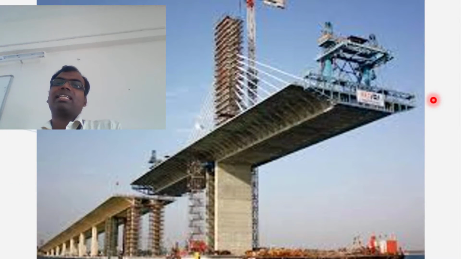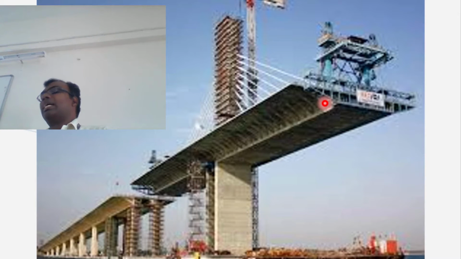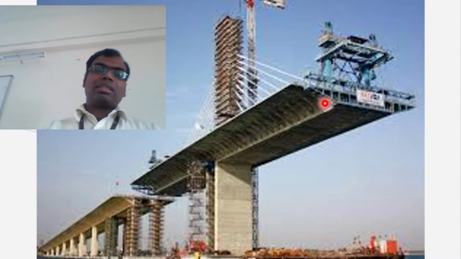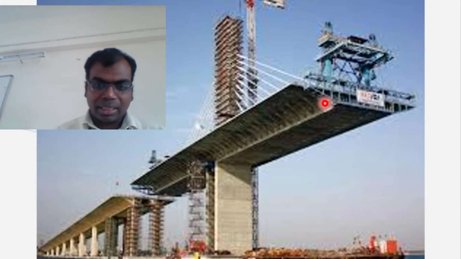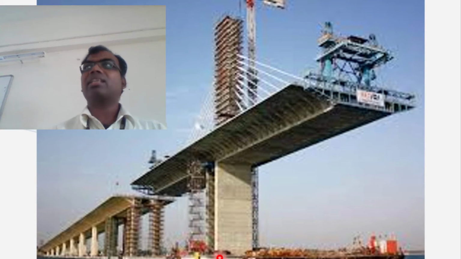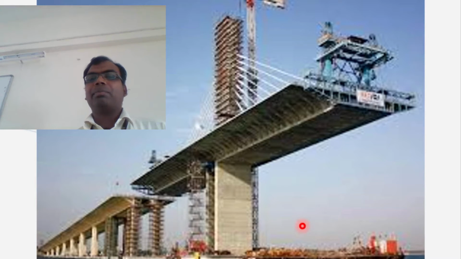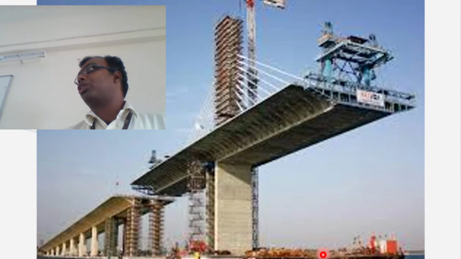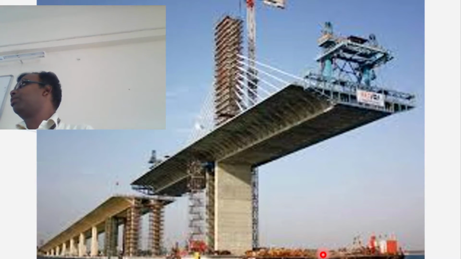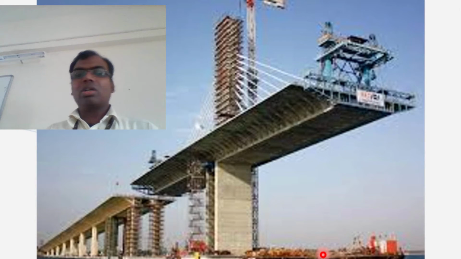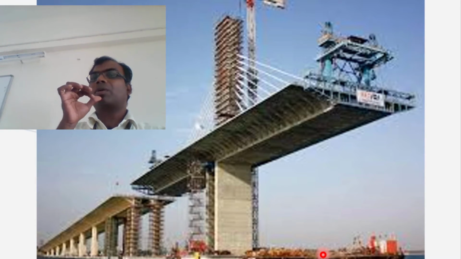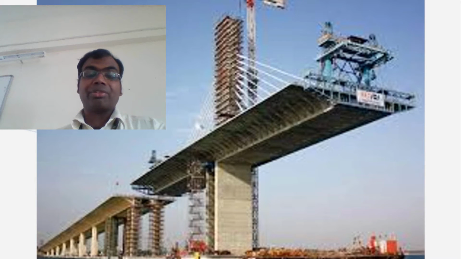And look at this construction. This is called a balanced cantilever, where what happens here is you will have a situation where you cannot block this area. You can see here, this is a river. It's a sea. You cannot be blocking this span, because they are expecting ships to cross. If you are going to have some obstruction, ship movement will get affected.